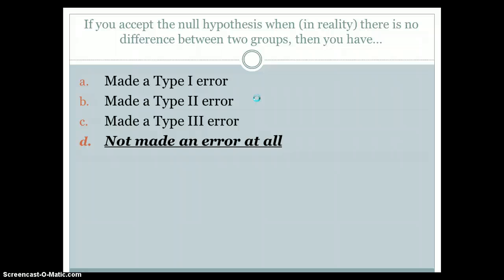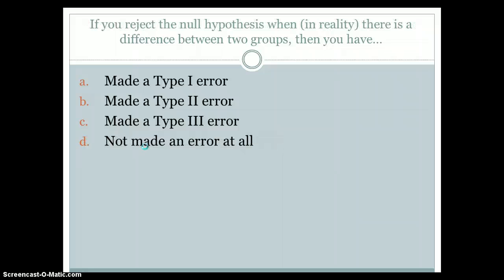If you accept the null hypothesis when in reality there is no difference between two groups, then you have done the right thing. You haven't made any error. The null hypothesis seems to be supported by the evidence, and you have found that there's no difference between our groups, or no association between our variables. You've done the right thing and not made any error. If you reject the null hypothesis when in reality there is a difference between two groups, then what? Type 1, type 2, type 3, or no error? Hey, guess what? You, again, have not made an error, because you have rejected the null hypothesis when indeed there is a reason to reject it, because there is a difference between two groups, or two variables, or an association there.